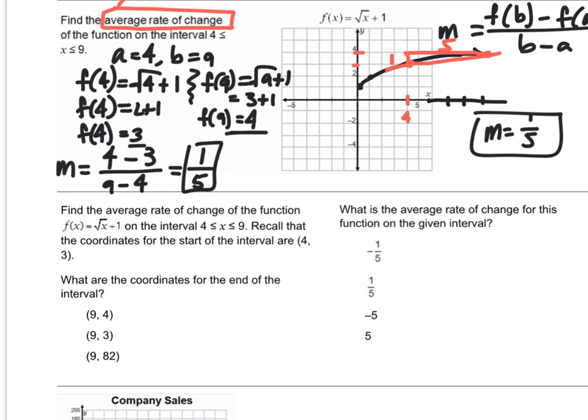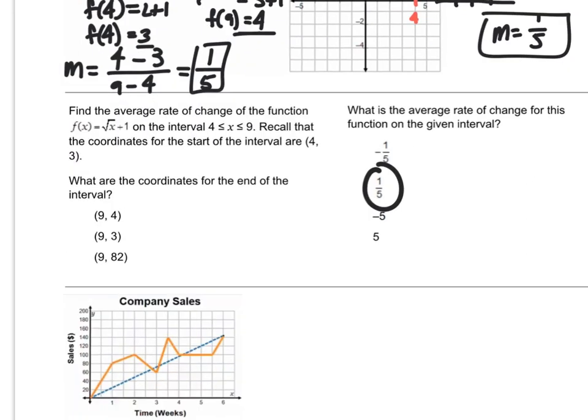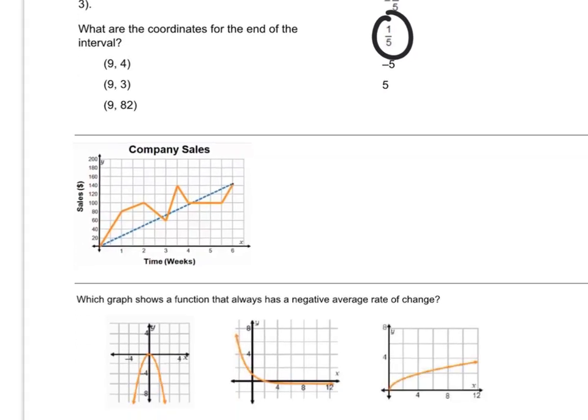So, let's just find the coordinates. We already figured this out. We already did it. Don't worry about it. We got 1/5. We did it up here. And company sales, we already found that one.